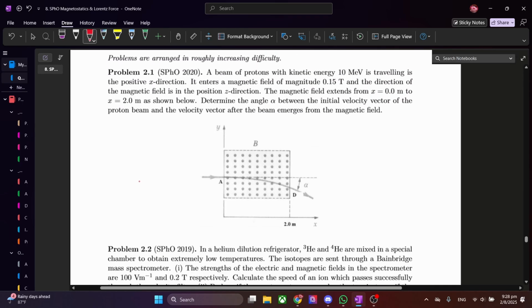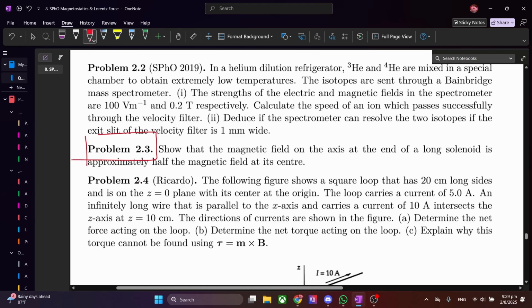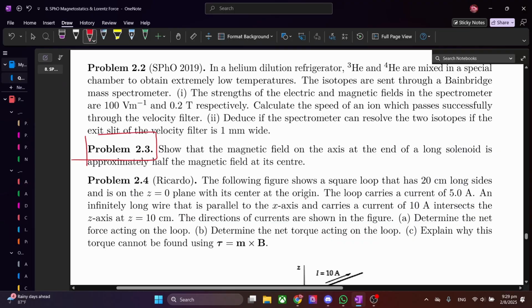Because the rest are usually a lot of calculation bashes, and I feel like y'all should be able to do it. They're standard SPhO questions. But 2.3 looks a little more unconventional. So basically, this problem is very short. It says, show that the magnetic field on the axis at the end of a long solenoid is approximately half the magnetic field at its center.